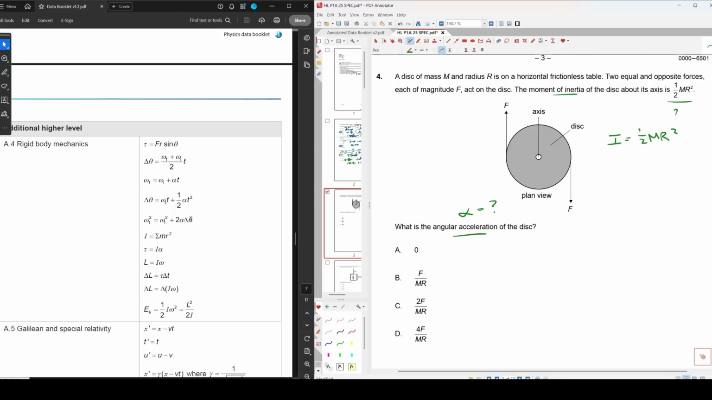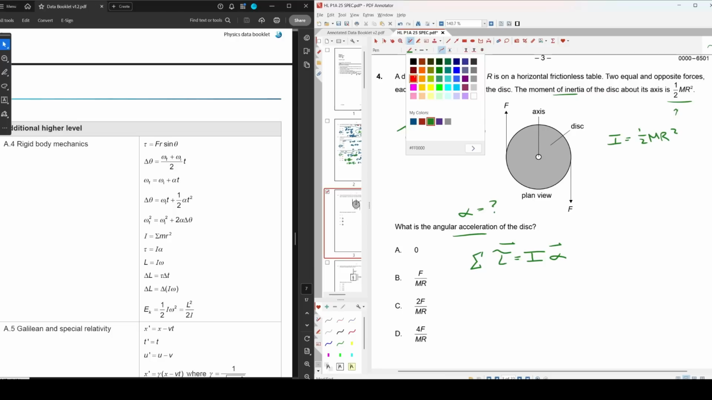I'm doing Newton's second law rotation wise. Two equal and opposite forces, each of magnitude F, act on the disk. Okay, acceleration, forces, moment of inertia. I want to use the F equals ma of rotation. Torque equals I times alpha. And the torque, remember, this means the net torque, add up all the torques. I want to use the equation for a torque caused by a force. It's F times R times sine of theta.